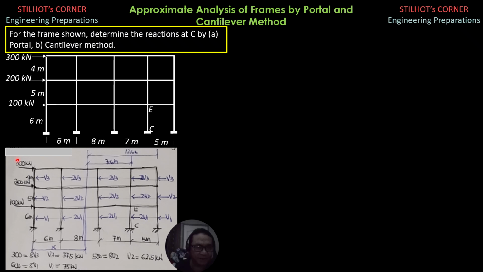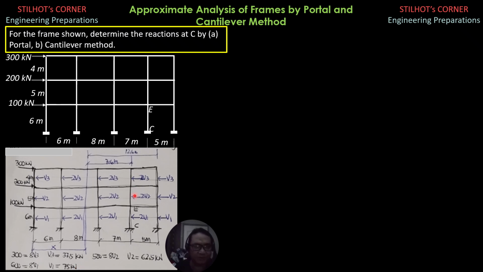So for level 3, 300 equals 8 times V sub 3. So V sub 3 is 37.5 kilonewtons. Then 300 plus 200 is 500. 500 is 8 V sub 2. So V sub 2 is 62.5 kilonewtons. And for level 1, 300 plus 200 plus 100 is 600 kilonewtons equals 8 V1. That's why V1 is 75 kilonewtons.